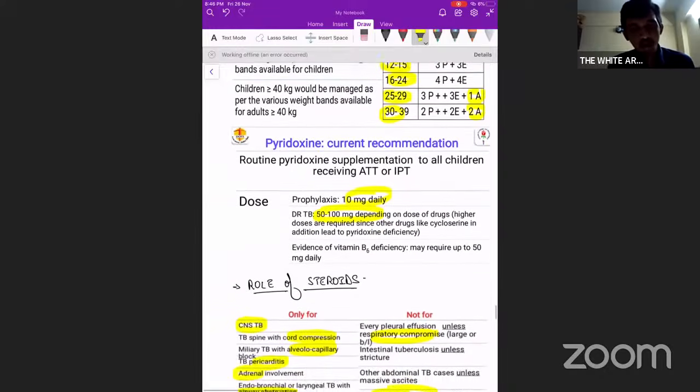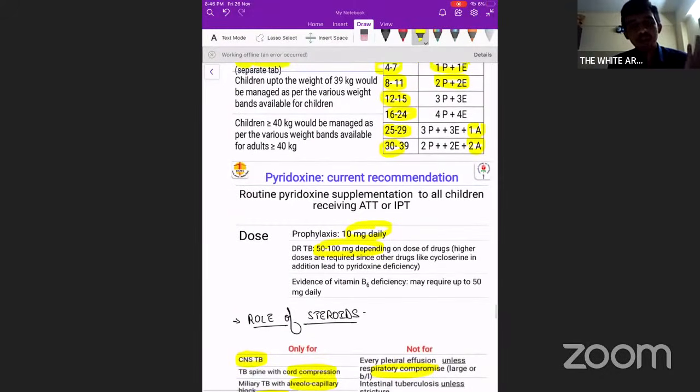Now we know very well how to treat the child. We have a child with confirmed or completely diagnosed TB. We know how to treat the child, we know what formulations to give, so we have started him on the formulation. Next is when do we call?